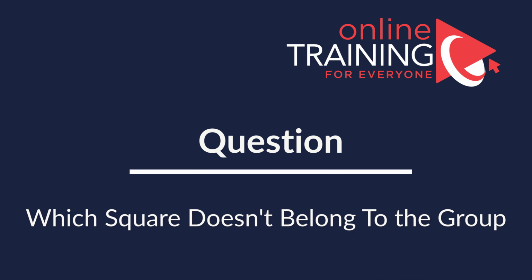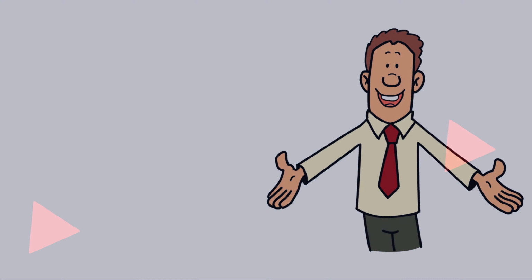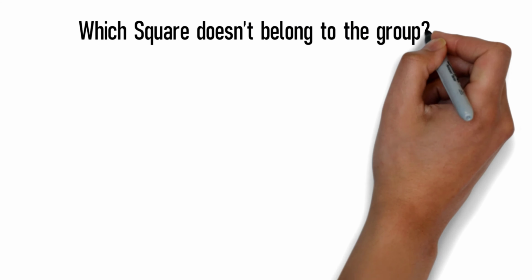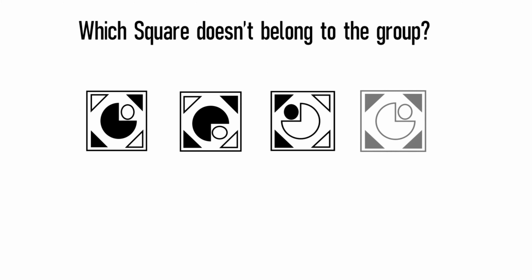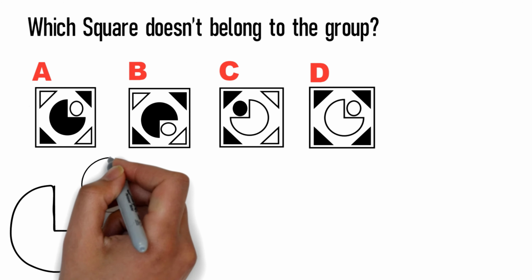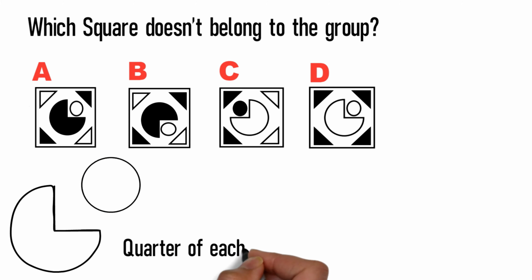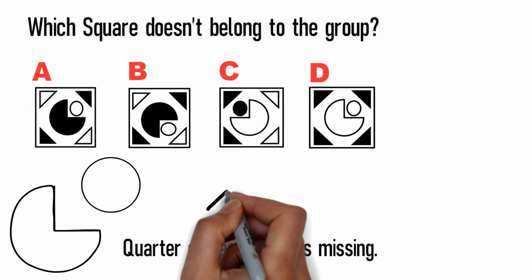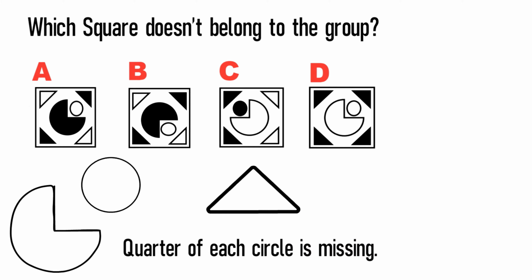I'm excited to take advantage of the opportunity and share with you how to solve these types of problems on the test. Typically, when you get a problem, you need to determine which object does not belong to the group. In this particular case, you need to determine which square doesn't belong to the group. You're presented with 4 different squares, choices A, B, C, and D. Each square contains 2 circles inside. In the large circle, a quarter of each circle is missing, and instead replaced with a small circle. All squares also have triangles in the corners.